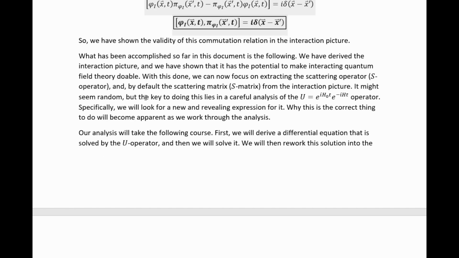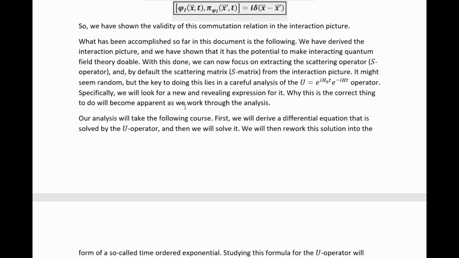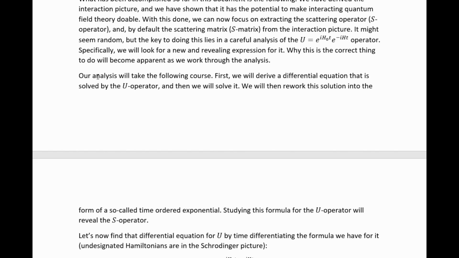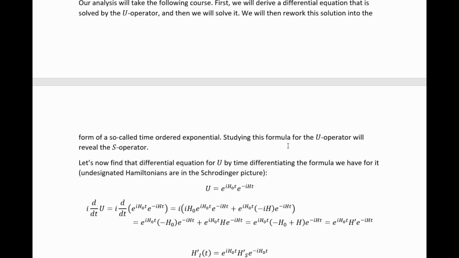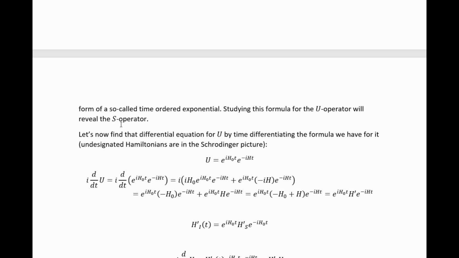It might seem random, but the key to doing this lies in a careful analysis of this U operator that we dealt with previously. Specifically, we will look for a new and revealing expression for it. Why this is the correct thing to do will become apparent as we work through the analysis. Our analysis will take the following course. First, we will derive a differential equation that is solved by the U operator using the formula we already have for it right there, and then we will solve it for a new form of it, and we will rework this solution into the form of a so-called time-ordered exponential. Studying this formula for the U operator will reveal the S operator.